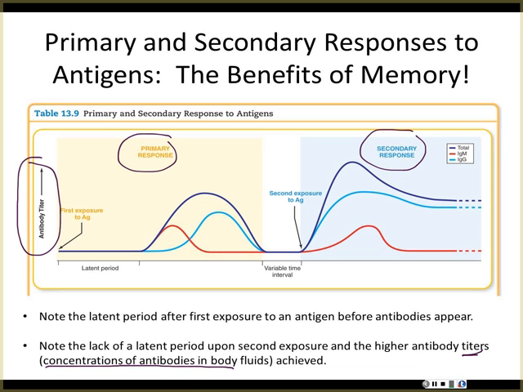All right, so notice when you first get exposed to, AG stands for antigen, you get exposed to an antigen, there is a latent period. It takes you a while before you start making any antibodies, and it can be several days. And the reason for that is it takes a long time for these T cells to get activated, these B cells to get activated. It takes a while for all that rigmarole to happen.